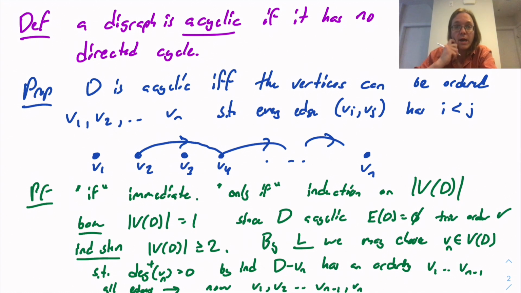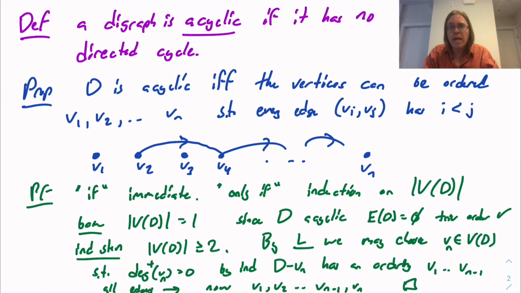Now that ordering has the desired properties. Again, we know that every edge not incident with vn is going from left to right in that ordering by induction. We know that all of the edges that are incident with vn go from some other vertex to v sub n, so it works for those edges too, and that's completing our proof.